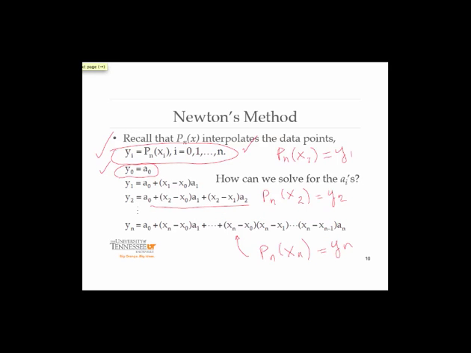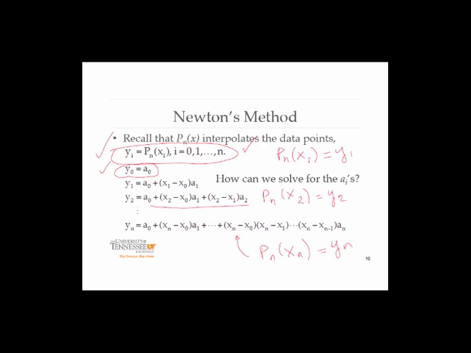And again, I should have corrected this. The n here depends upon the degree of the polynomial. Typically, you have n plus 1 data points and you're generating a polynomial of degree n.